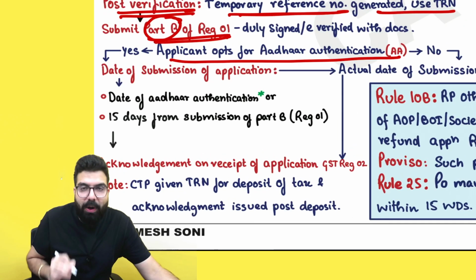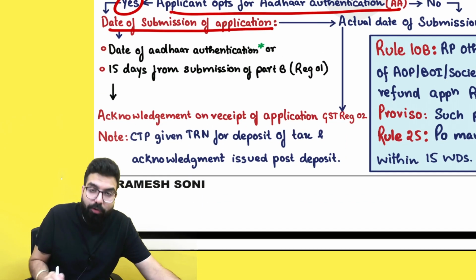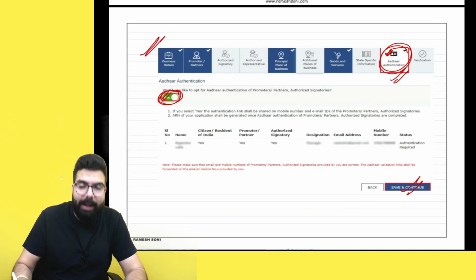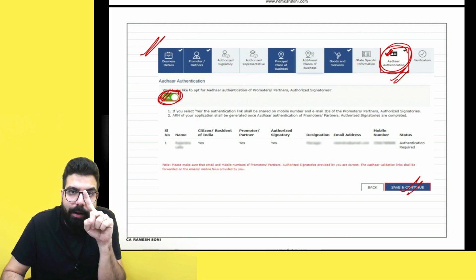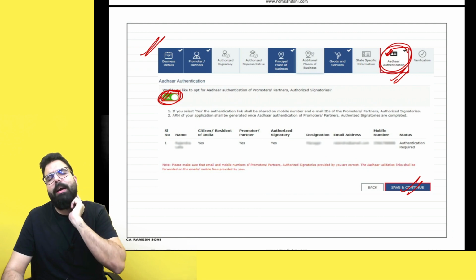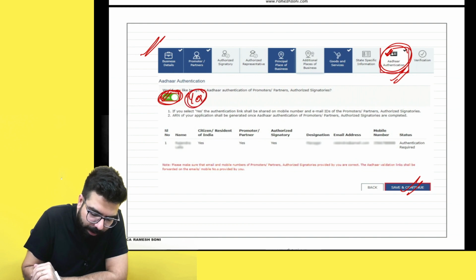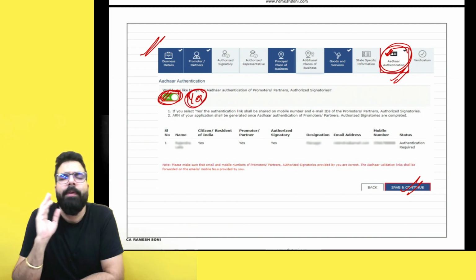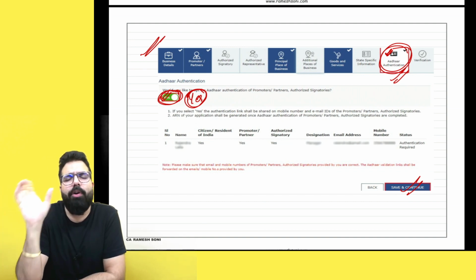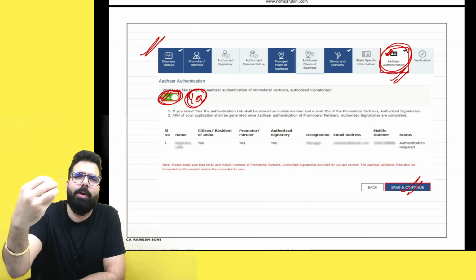Then the applicant has opted for Aadhaar authentication. Yes, sir, I have opted for it. Then the date of submission of application used to be the day you do the Aadhaar authentication. Basically, if you say yes over here, they used to send an email link to your email ID, saying that you want to do your Aadhaar authentication. When you click on that link, they used to redirect you. There you have to put your Aadhaar number, an OTP used to come on Aadhaar, you used to put the OTP and your Aadhaar used to get verified.